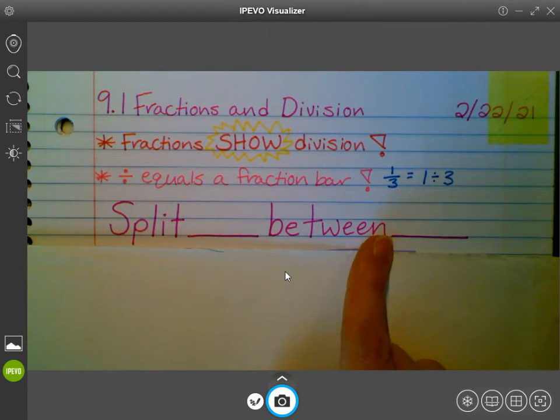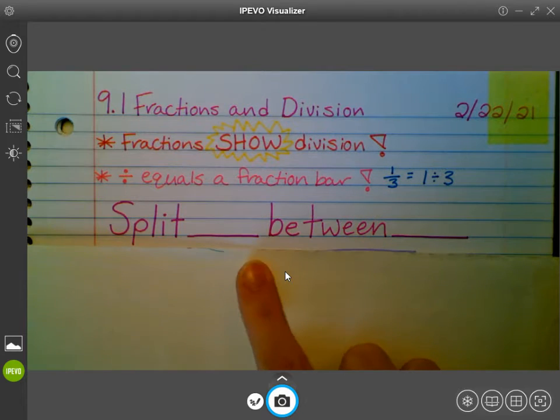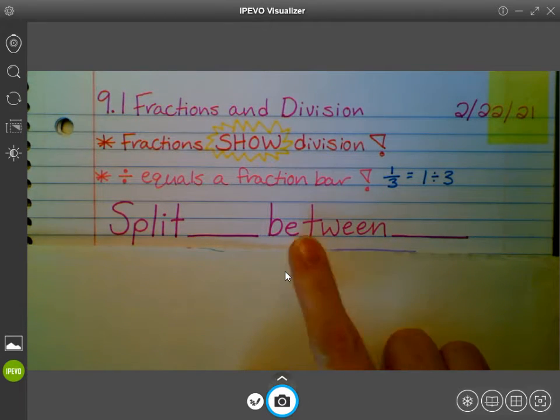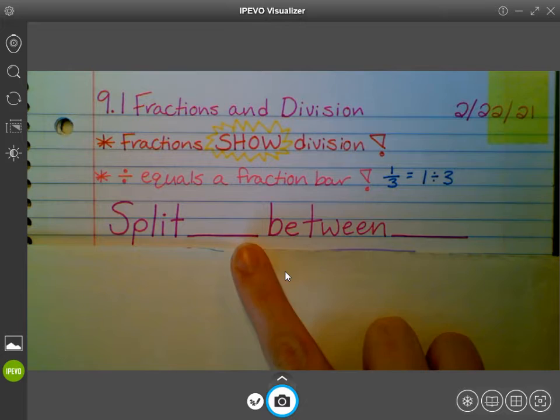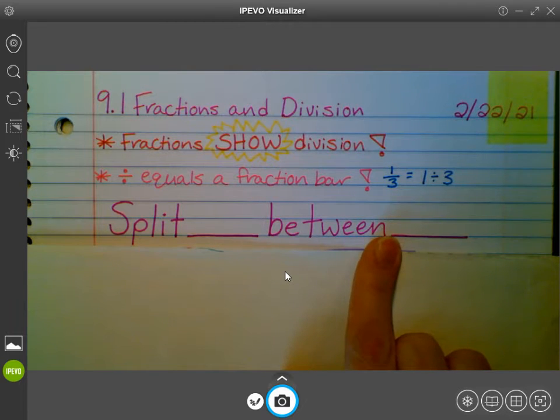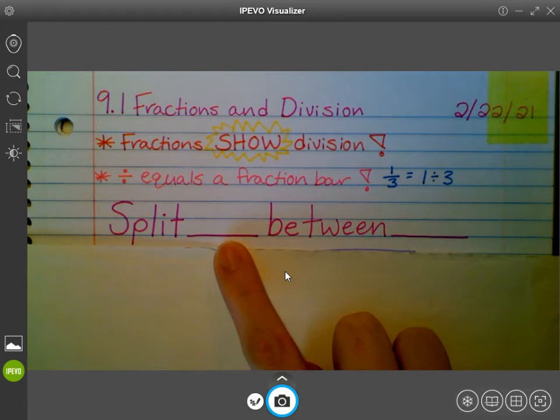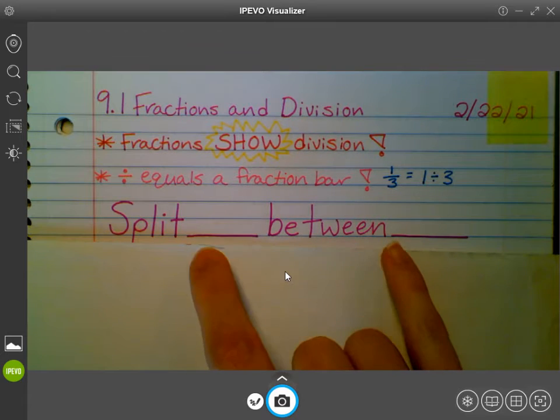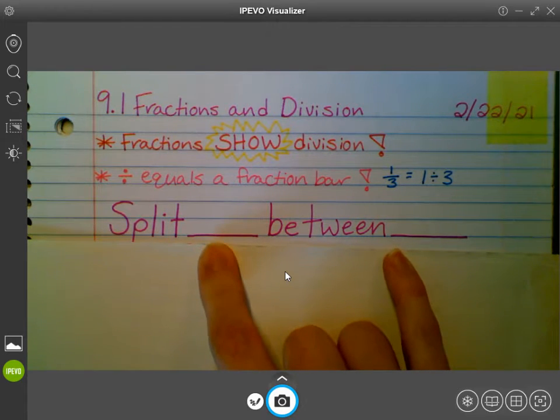Does that make sense? A little bit? We're going to practice this. So if I had let's say 3 sundaes, and I'm splitting them between 6 people, I'm splitting 3 between 6. So that would be 3/6, or 3 divided by 6. Does everyone have split between? And there's a line after split, and there's a line after between. So that's where we put our 2 numbers that we will be using to figure out what it is, either as a division problem or a fraction problem.